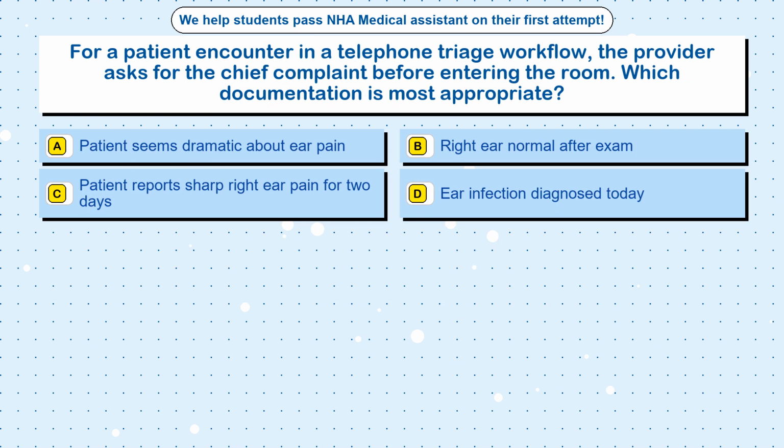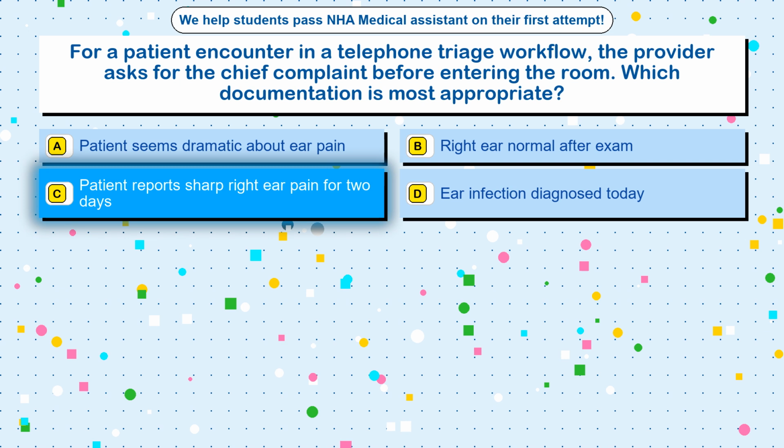Question 89. For a patient encounter in a telephone triage workflow, the provider asks for the chief complaint before entering the room. Which documentation is most appropriate? Option A. Patient seems dramatic about ear pain. Option B. Right ear normal after exam. Option C. Patient reports sharp right ear pain for 2 days. Option D. Ear infection diagnosed today. The correct answer is option C. Patient reports sharp right ear pain for 2 days.